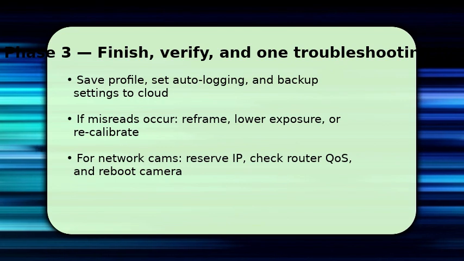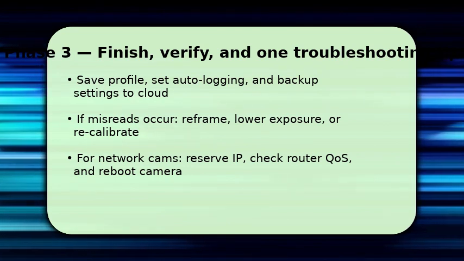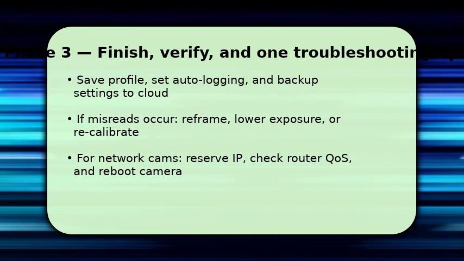For network cameras, reserve the camera IP on your router and enable CO-S for stability. If detection still fails, reboot the camera, then repeat calibration.